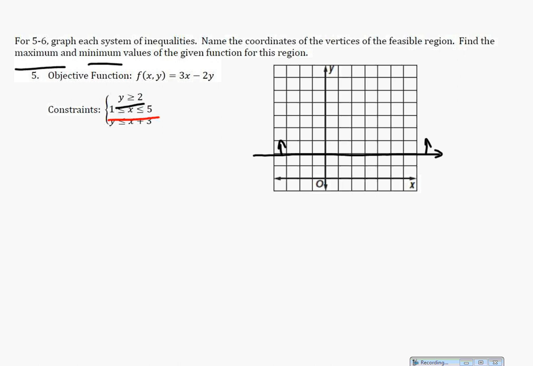X is going to be between 1 and 5. So that means it's going to be 1, 2, 3, 4, 5. So that means I want to shade inside here. And then this last one, y less than or equal to x plus 3. So there's x plus 3. There's 3 right there. So I want to go straight up this way.